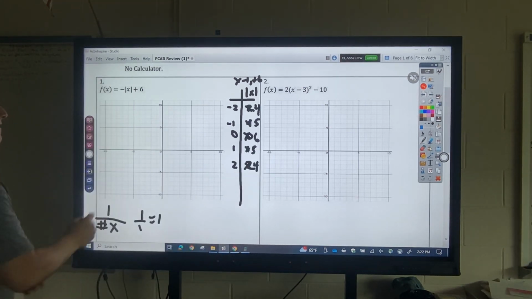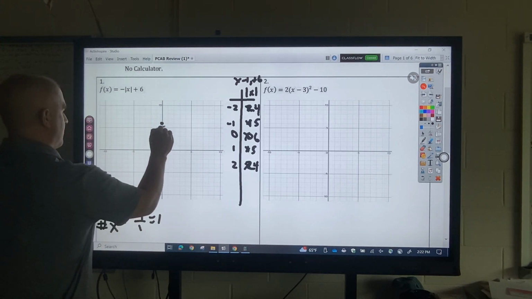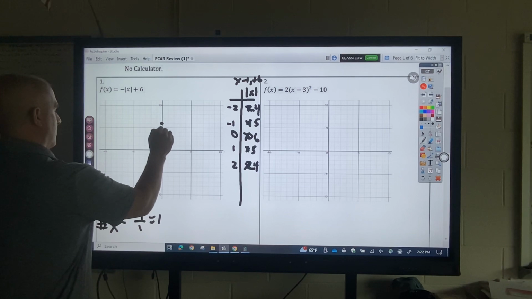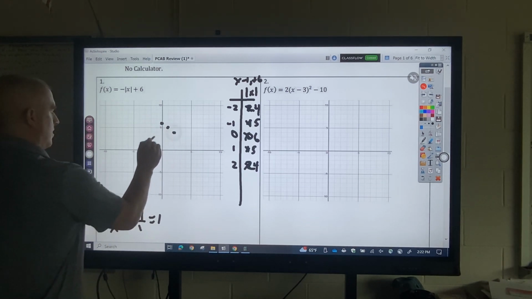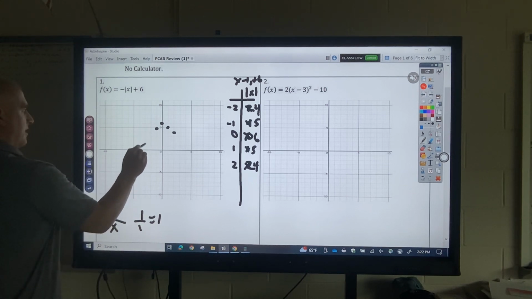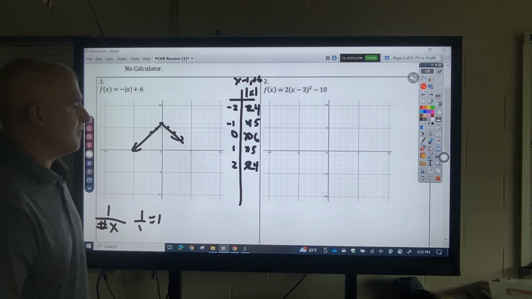So I graph that: 0 over 6. 1 over 5. I'm going to do my best with this. 2 over 4. -1 over 5. -2 over here. So this is what this looks like. I'm going to make the chart from down here from now on.